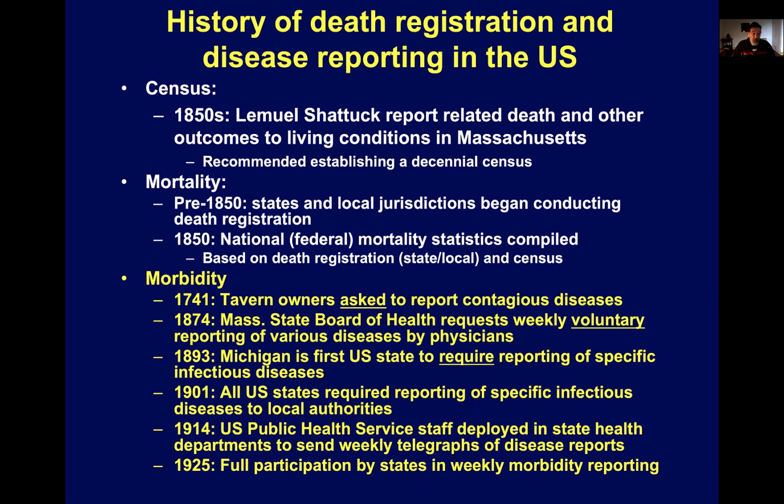But this was not really nationalized or federalized until 1914. And the way that the federal government would get this information is they realized they had to deploy federal staff from the U.S. Public Health Service in state health departments who would be responsible for compiling this information and sending it off in telegraphs to the federal level so that they could track what was going on nationally. By 1925, there was full participation by all US states in weekly morbidity reporting.